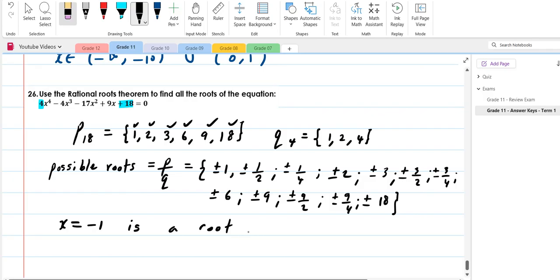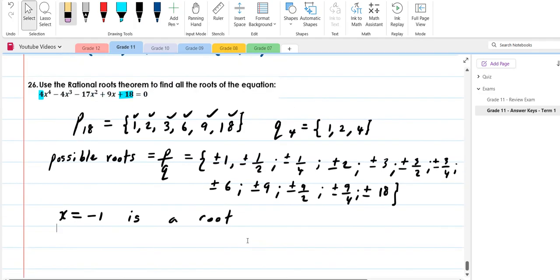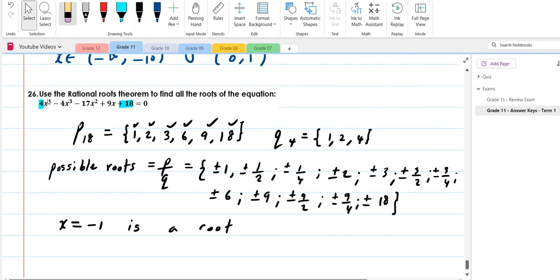Let's try to find another root. If we find another root, then we can reduce this into a quadratic. Since x is equal to -1 is a root, let's find another root. If we have two roots, then the x to the power 4 function will become an x squared function. But how will we find another root? Let's try to use synthetic division, because then we can reduce this function into a cubic. But we still have a 4 in the front. Okay, let's continue working with this.